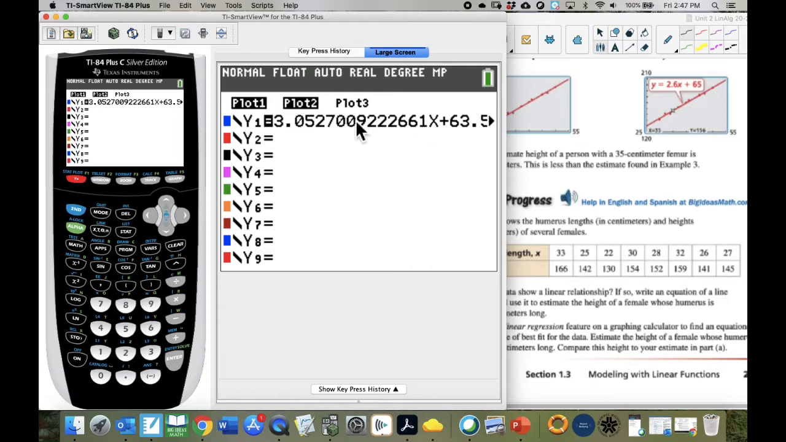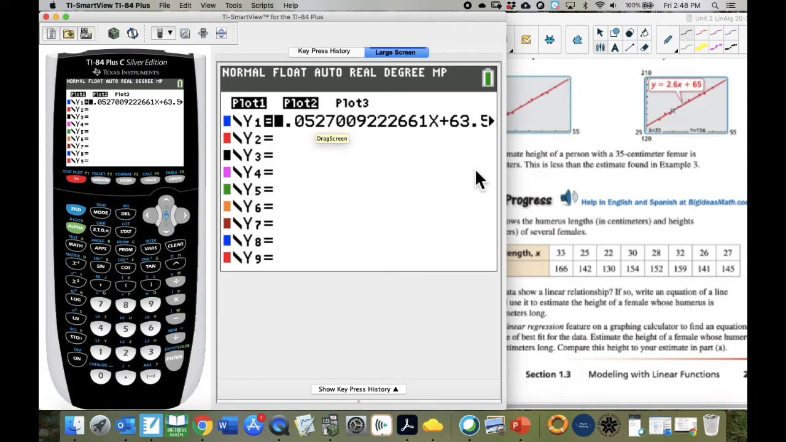The thing is they have all those decimals, and I said just to round it off. So like on your paper, you should have written 3.05. That's what they have here. 3.05x plus 63, and we would have to scroll all the way over, but it should be 63.53.